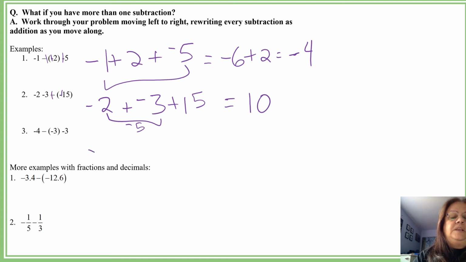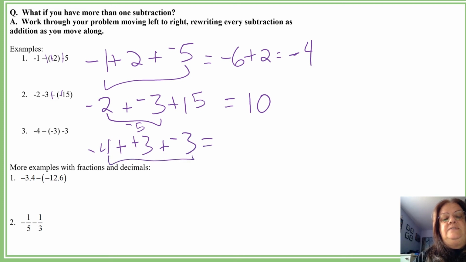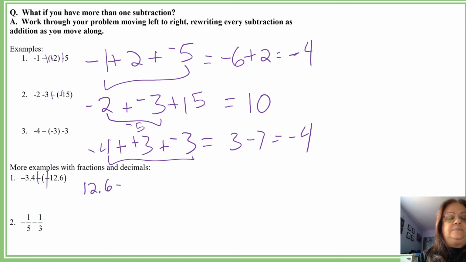All right, negative 4 minus a negative 3 becomes plus a positive, plus a negative 3. So I add the two negatives. I end up with 3 minus 7, or negative 4. All right, now we're going to do it with fractions and decimals. Okay, so plus a positive. So this is going to be really 12.6 minus 3.4.